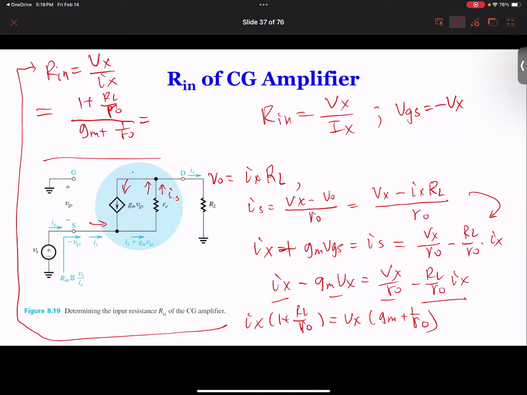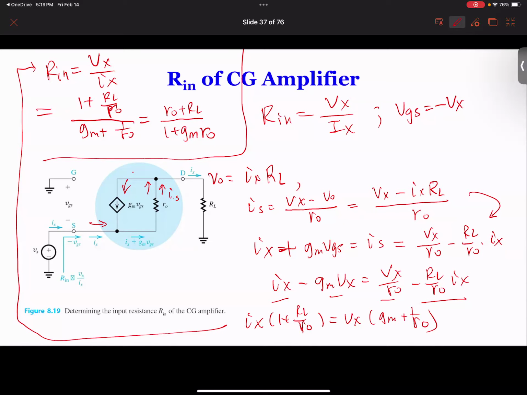Now, if we multiply Ro on both sides, we get Ro plus RL divided by 1 plus Gm Ro. I hope I got it right. Yeah. So this is our input resistance. So we got it.